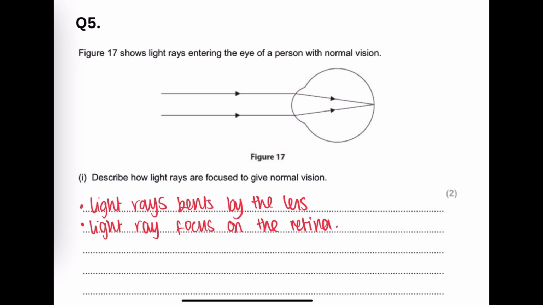So question 5, figure 17 shows light rays entering the eye of a person with normal vision. So describe how the light rays are focused to give normal vision. So as you can see over here, the light rays are going in a straight line. However, once it reaches this lens, which is this part over here, it bends in and it refracts. So that is the first thing that we say. We say light rays bend in by the lens. And what they do is that it basically bends so that it can focus on this point, which is the retina, so that we're able to see.